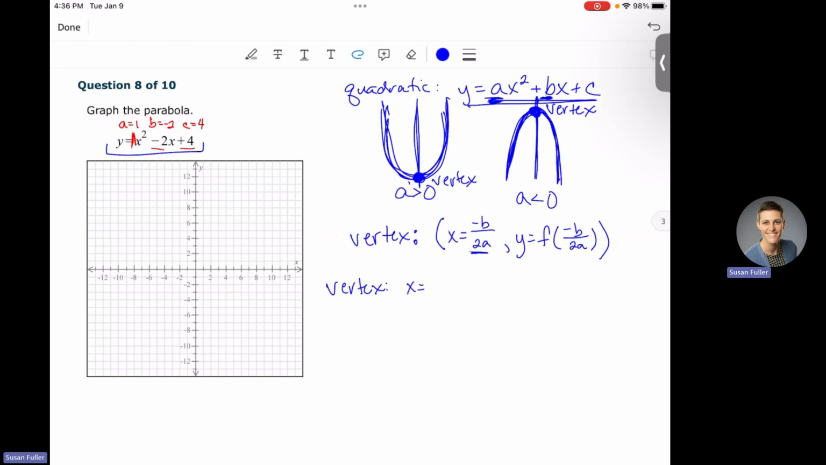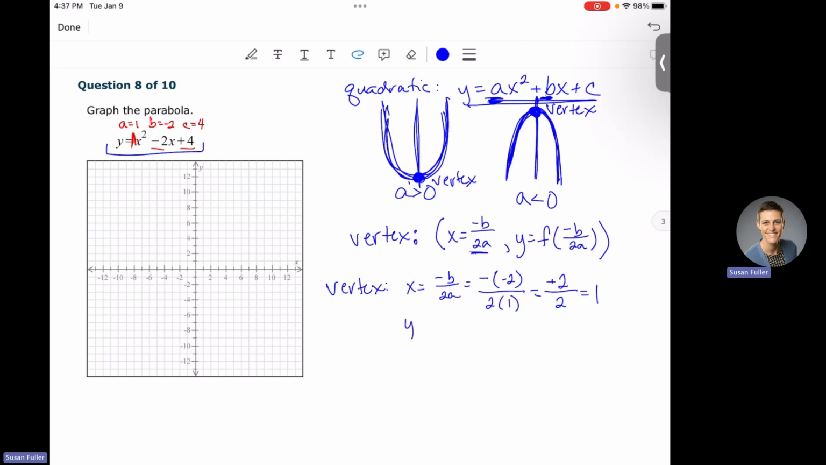The x-coordinate is going to be minus b divided by 2a. So I'm going to have negative b, which is -2, divided by 2 times a, and my a value here is 1. So now if I have a minus, a -2, a negative of a negative makes this a +2 on top. 2 times 1 is 2, and overall 2 divided by 2 is 1. That means my vertex is going to happen at x equals 1.